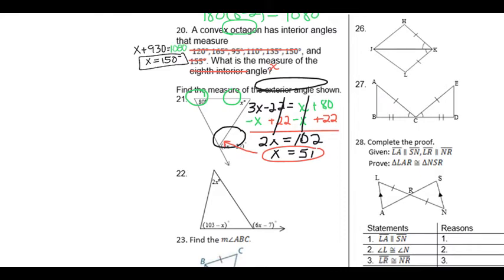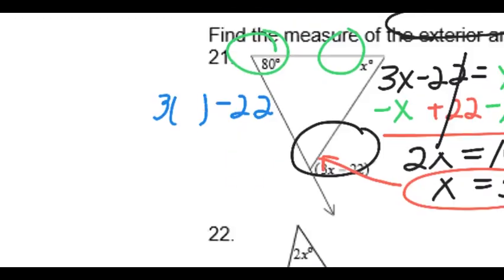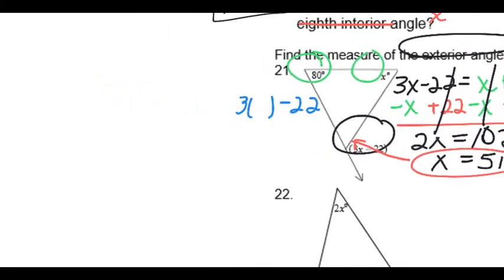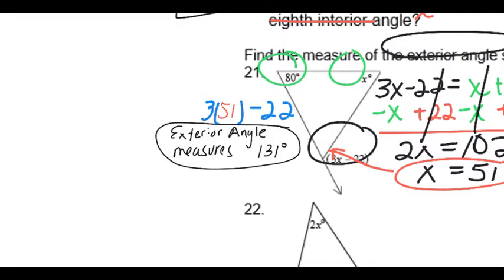That's going to give us 3 times, minus 22, and in here we're going to substitute our x, which is 51. And we find out that the exterior angle measures 131.